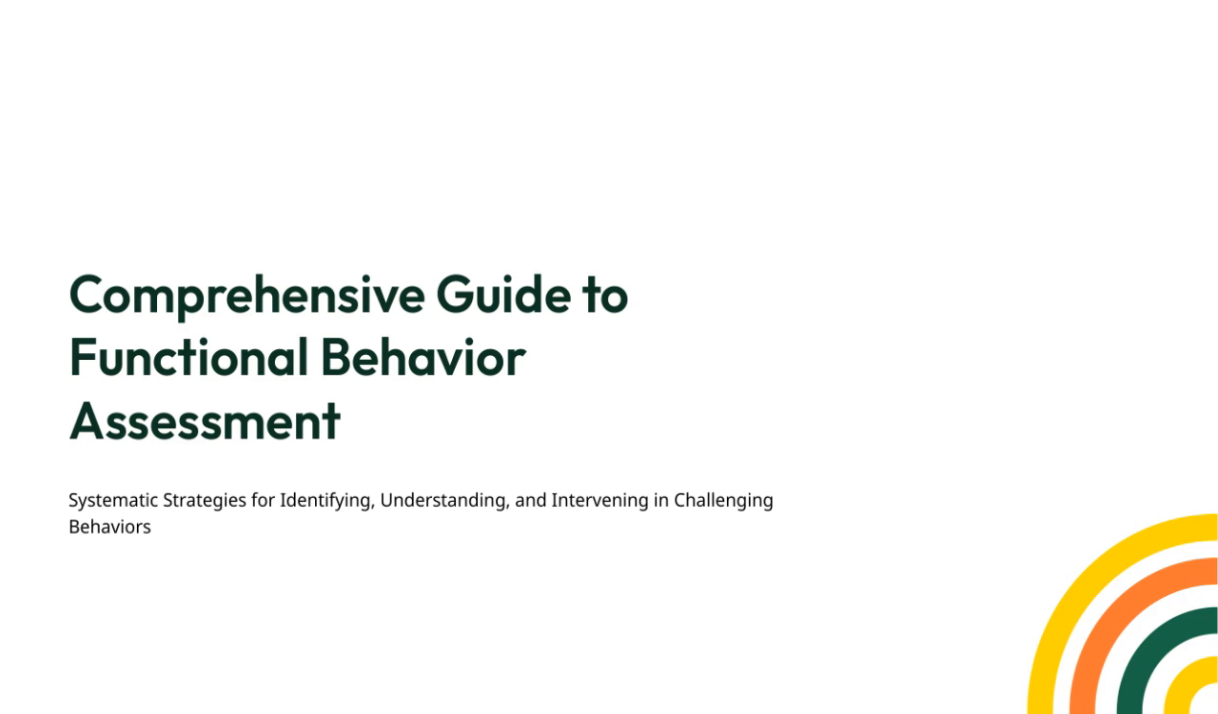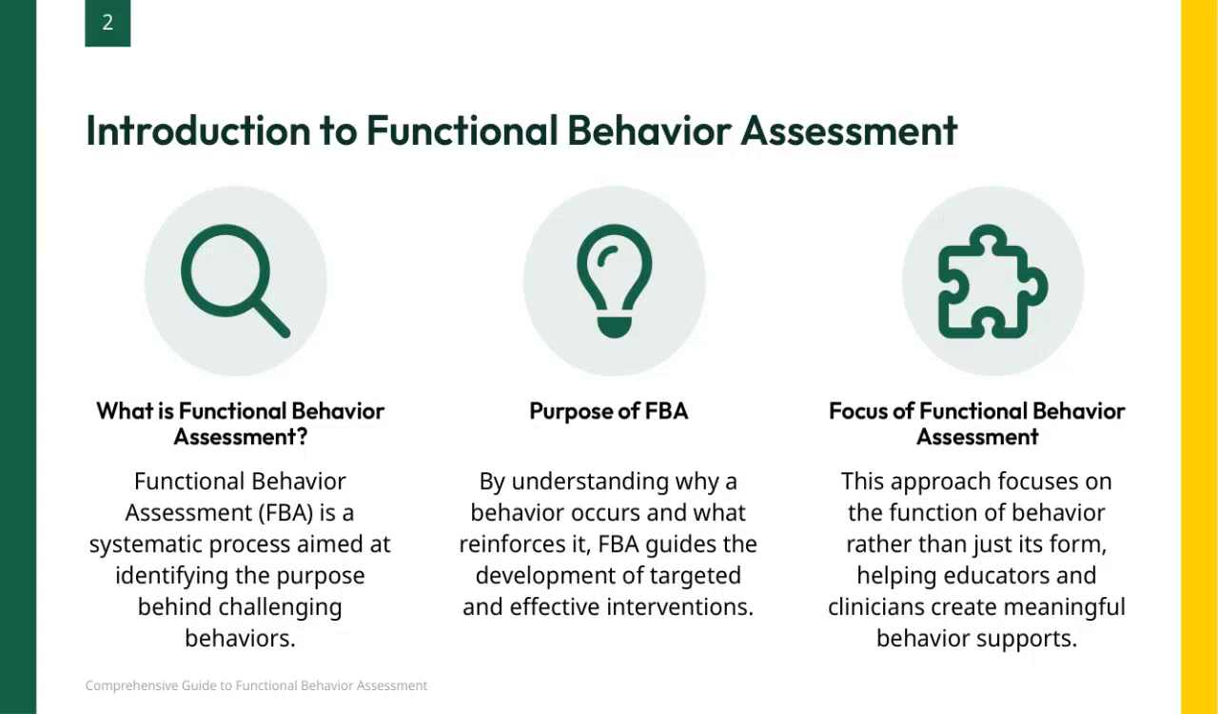Let's dive in. Functional Behavior Assessment, or FBA, is a structured method used to figure out the underlying reasons for challenging behaviors. Instead of just looking at what the behavior looks like, it digs deeper to understand why someone might be acting that way. The main goal of FBA is to identify the purpose behind behavior so we can develop interventions that are tailored and effective. By pinpointing what reinforces or maintains behavior, we can create strategies that address those specific needs.